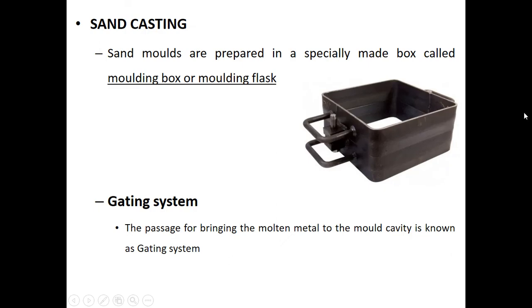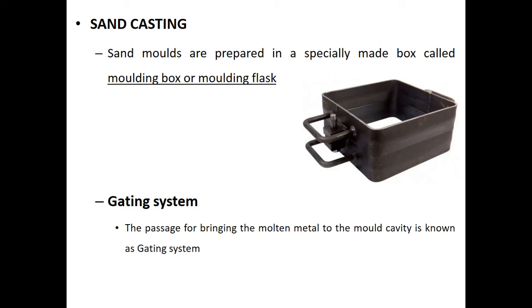Then if you come to sand casting, you need a sand mold. That is the highlight of sand casting, which means you are doing this casting with the help of a sand mold. That is sand casting: casting with the help of a sand mold. You are pouring the molten metal into the mold cavity created by the sand. That's called sand casting.